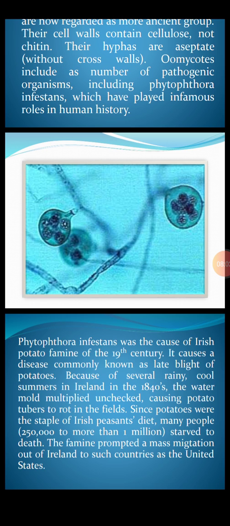Because of several rainy, cool summers in Ireland in the 1840s, the water mold multiplied unchecked. That is, its population increased, causing potato tubers to rot or decay in the fields. Since potatoes were the staple, that is the basic food, of the Irish peasants' diet, many people, about 250,000 or more than 1 million, starved to death. Due to shortage of potatoes on which they were dependent as food, they died.